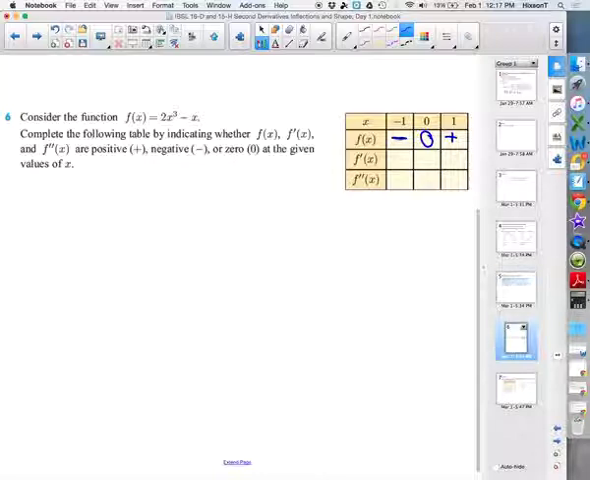So then we do the same thing for the first derivative. f prime of x is 6x squared minus 1. If we plug in -1, we have 6 times -1 squared minus 1, so 6 minus 1 is a positive 5. If we plug in 0 instead, we get a -1. And if we plug in a positive 1, we have 6 minus 1, a positive 5 again.